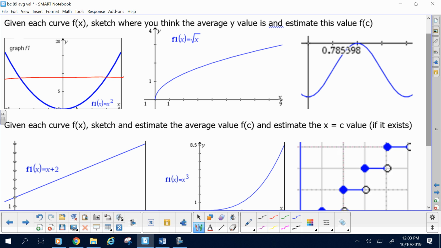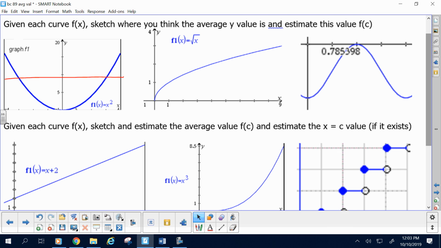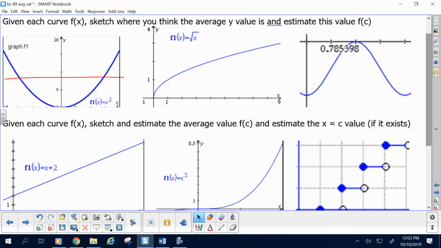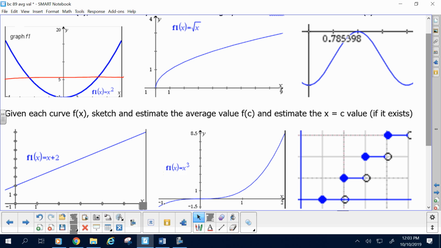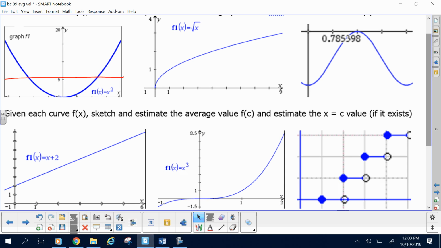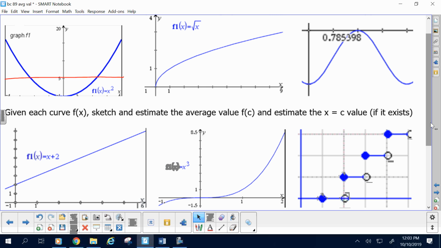Is that good? No. Would the average be a little above that or a little below that? Okay, so you want it. Oh, what the heck? I'll just move the graph. All right, like that. Where do you want it? What are you trying to achieve there in terms of area? Half above and half below.